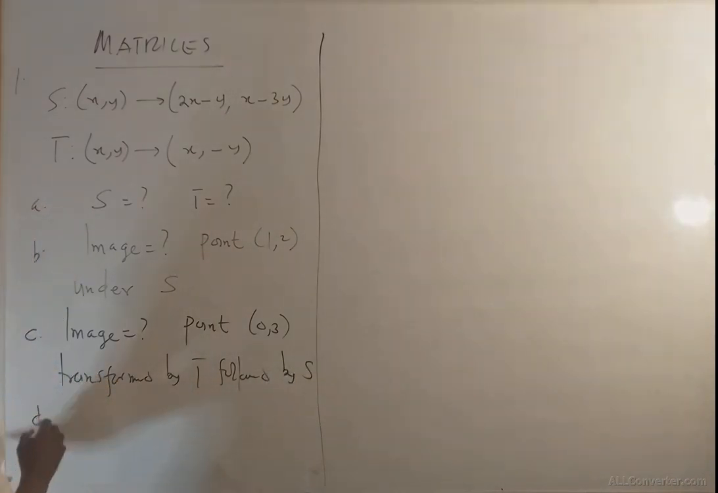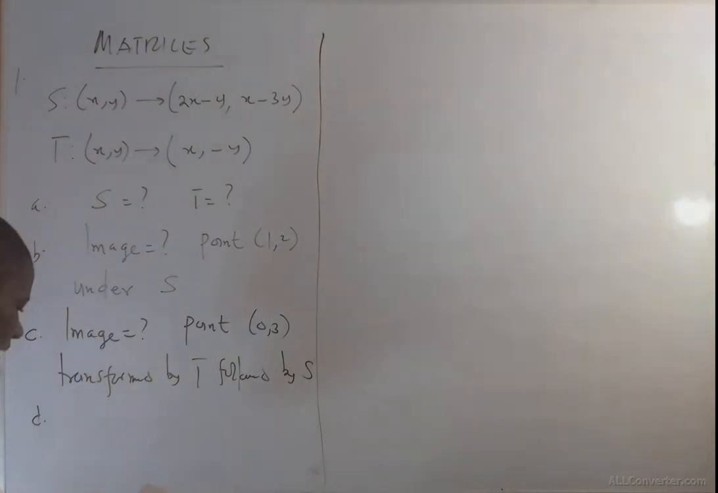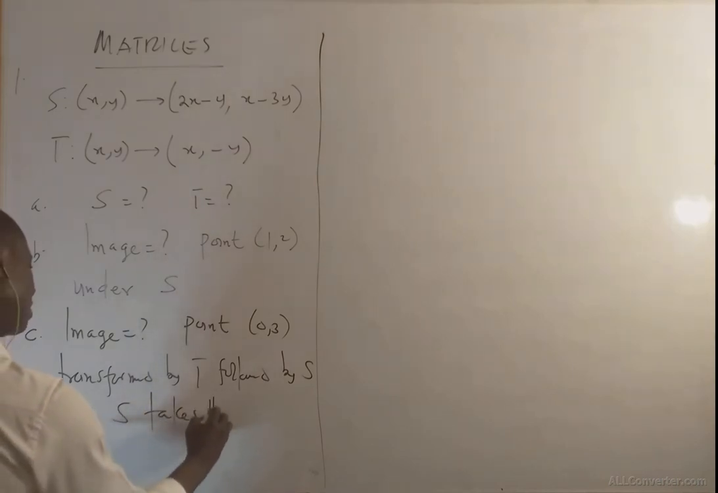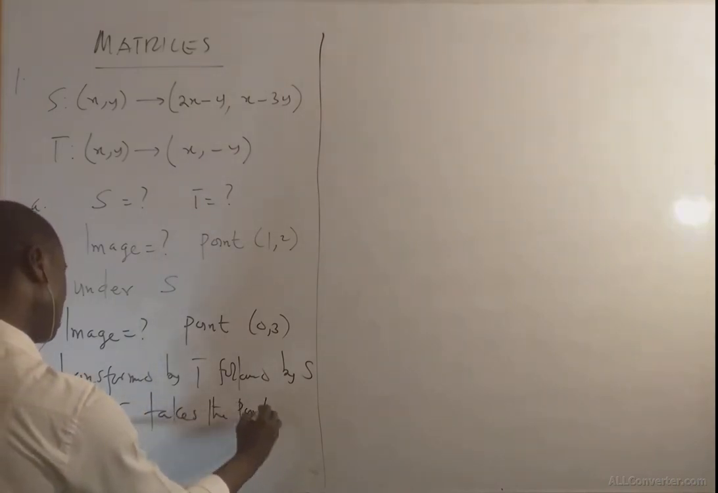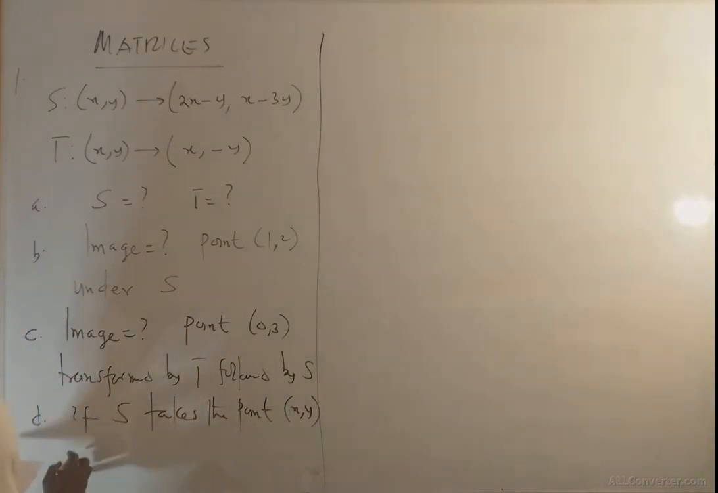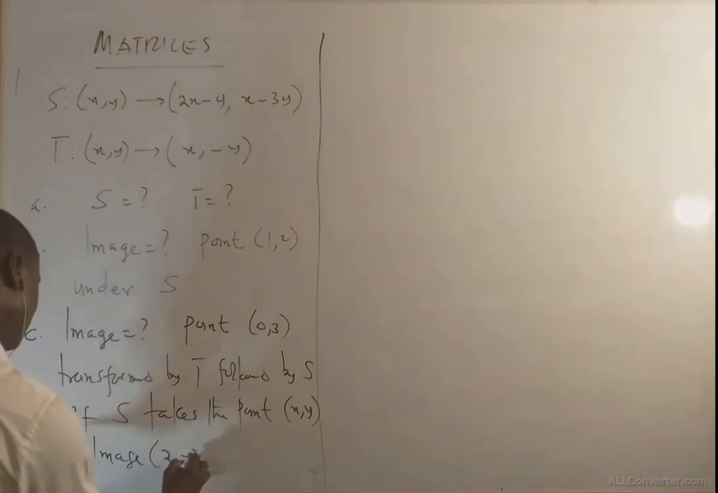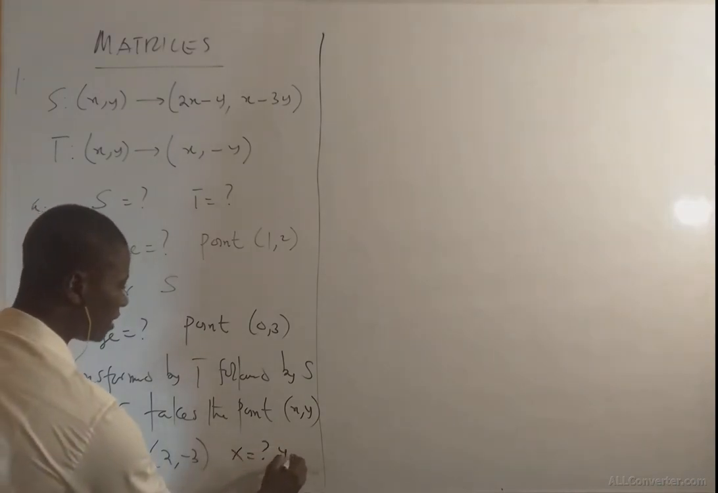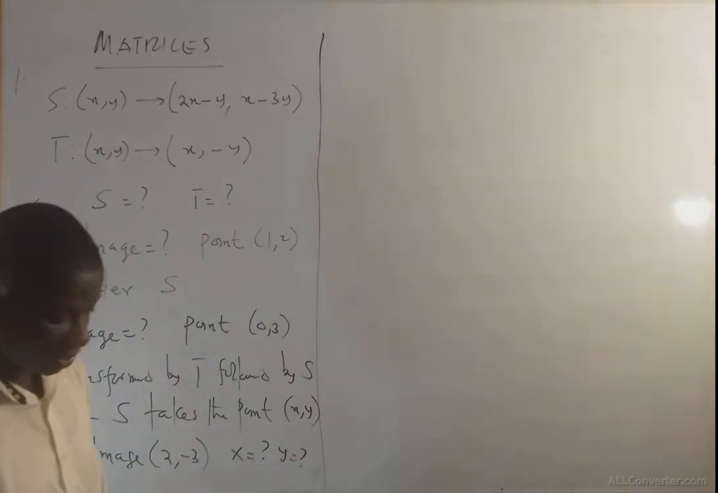Then the D part of the question. If S takes the point (x, y) into the image (2, minus 3), so we are given the image, we have to find the values of x and y. So x is a question mark, y is a question mark.